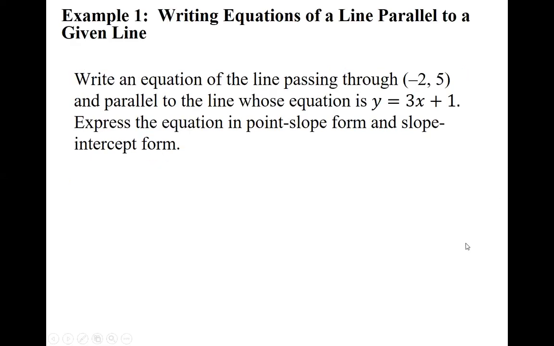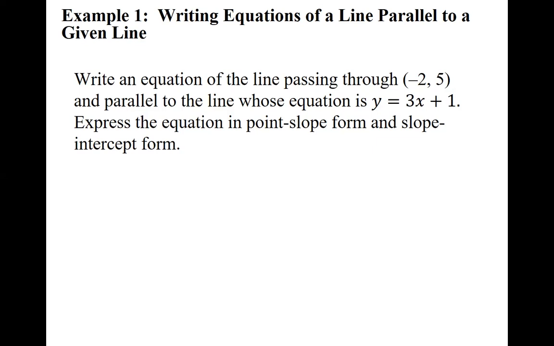Now we're going to go ahead and write equations of a line parallel to a given line. This example says write an equation of the line passing through -2, 5 and parallel to the line whose equation is y equals 3x plus 1. Express the equation in point-slope form and slope-intercept form. So we'll just start with point-slope form, then we'll solve for y to get slope-intercept form. Seems simple enough.